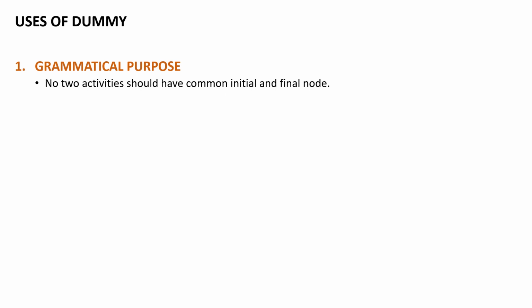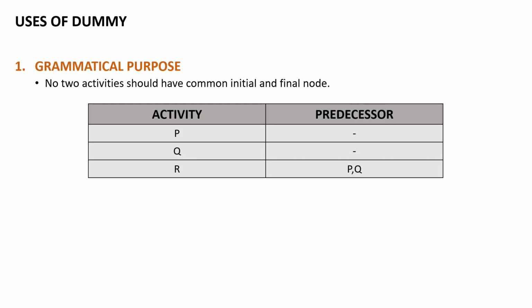We have also looked in our previous video at the procedure, or the rules, to draw a network diagram. In that, we have one rule which states that two or more activities cannot have a common initial and final node. So we will look into this situation by taking an example.